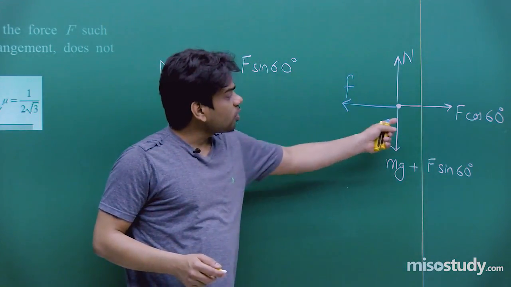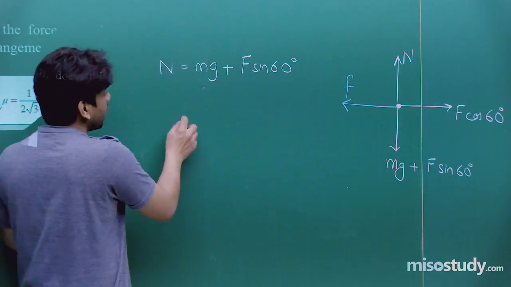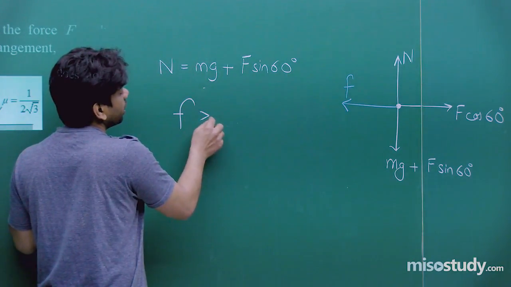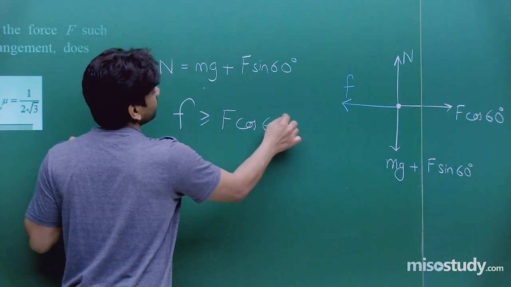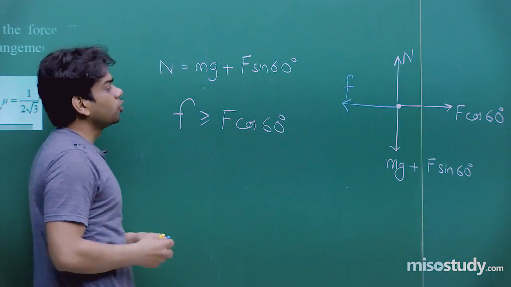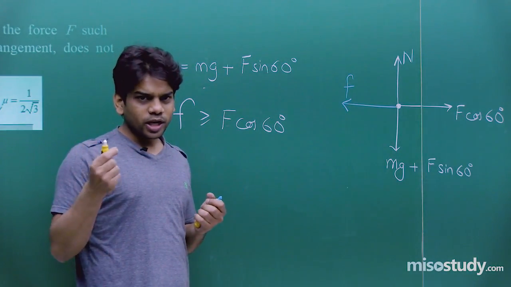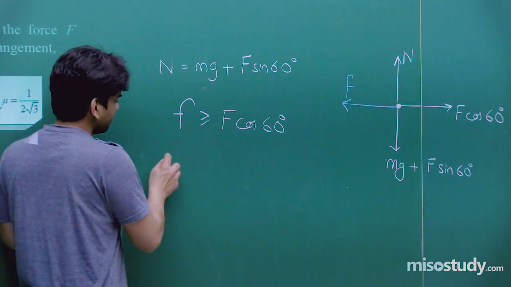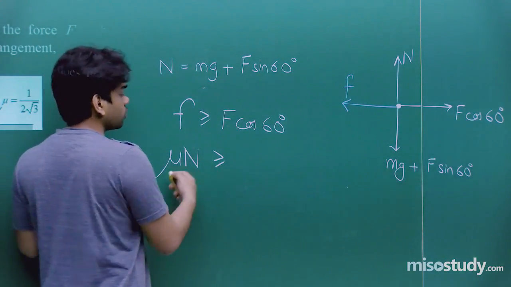Now equating forces along the horizontal direction, it's a case of limiting friction. Since the body is not moving, the friction force should be greater than or equal to F cos 60 degree. Quite obvious that since we are talking about the limiting friction case, we can equate this to mu into N.